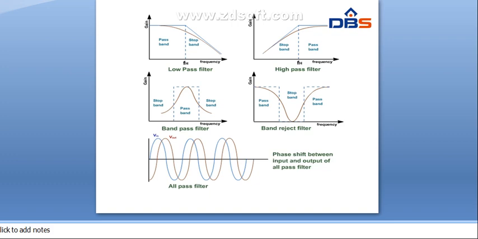Here it has two pass bands. In the band reject filter or band stop filter, one pass band is between 0 and FL, and another pass band is from FH to infinity. So it has two pass bands, whereas the band pass filter has two stop bands. In the band reject filter it has two pass bands and one stop band.